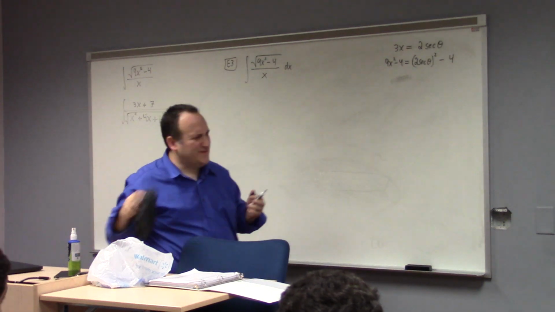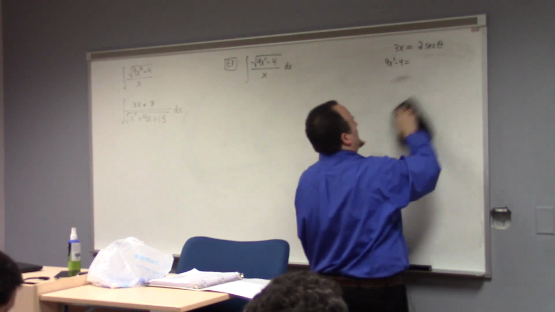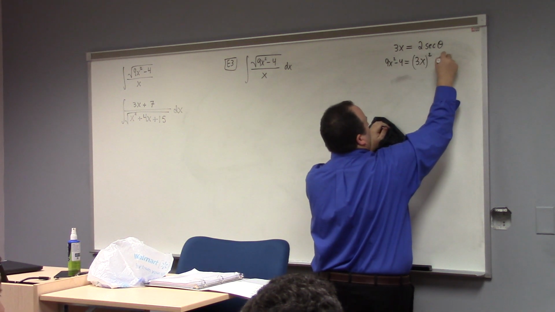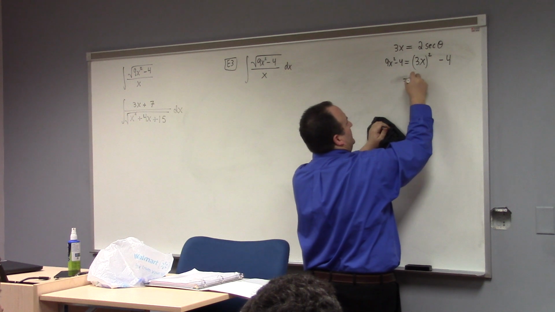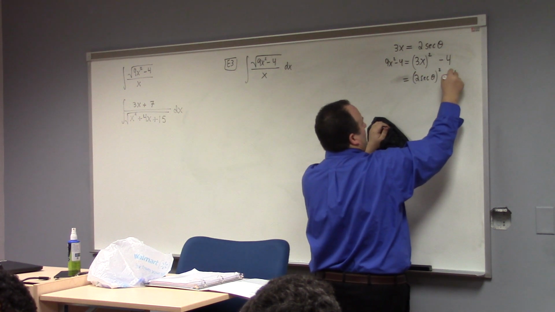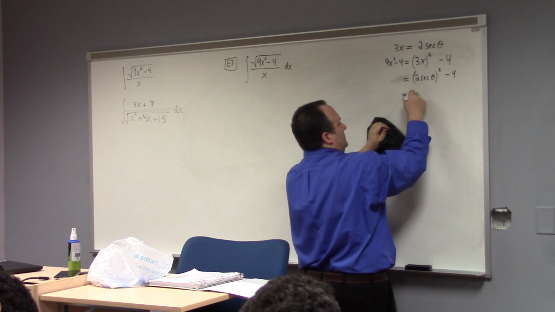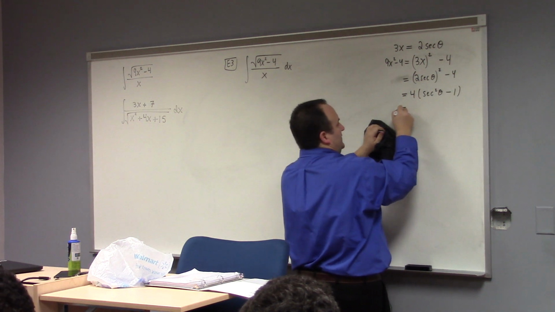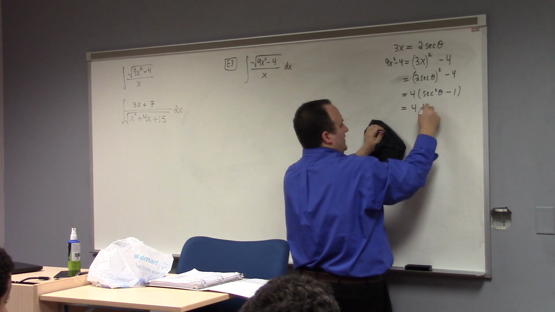Let me do one more step. Sorry, guys. So this is 3x squared minus 4, right? Which by our substitution would be 2 secant theta quantity squared minus 4. We can factor the 4 out, and we get secant squared theta minus 1, which of course is tangent squared theta.